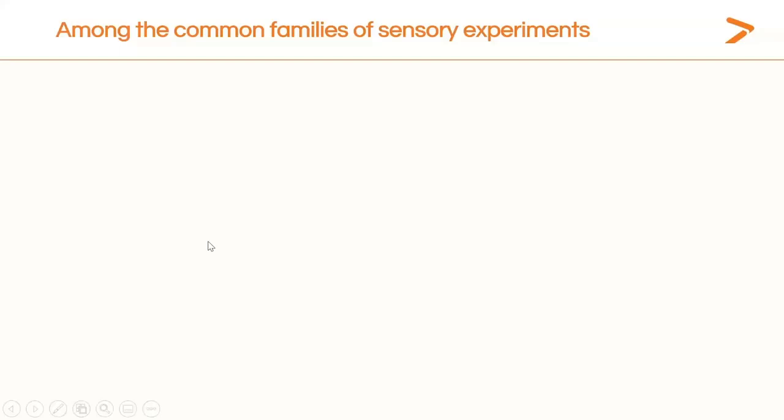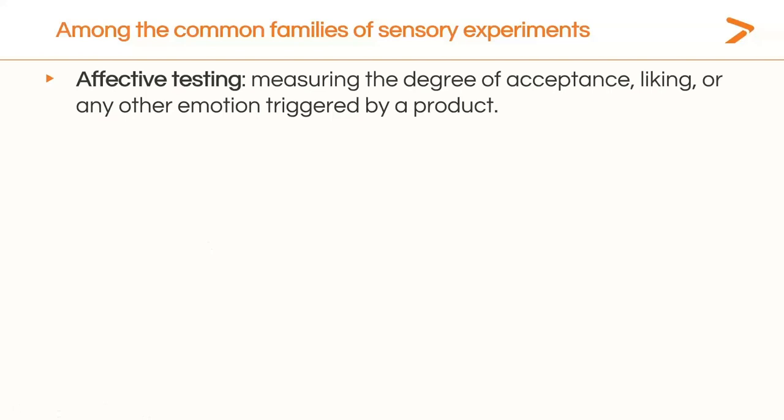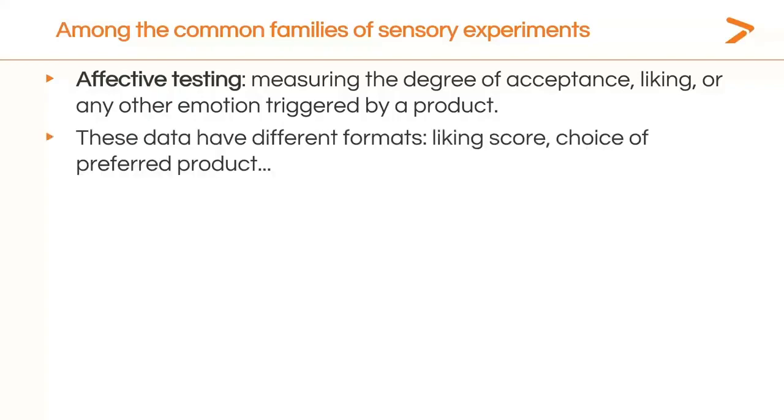So what we'll be seeing today is focused on another family of sensory experiments, which is affective testing. I already told you this is measuring the degree of acceptance, satisfaction, liking, or any other emotion triggered by a product. And these data have different formats, such as a liking score that goes from 1 to 9, for instance, or from 0 to 30. It could also be expressed in the form of a choice of a preferred product in a set of products.